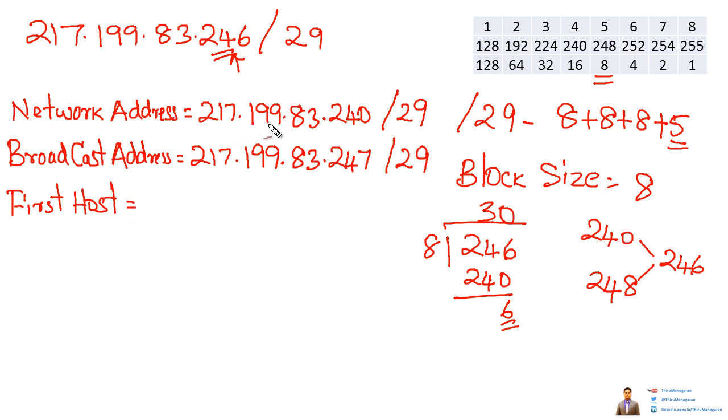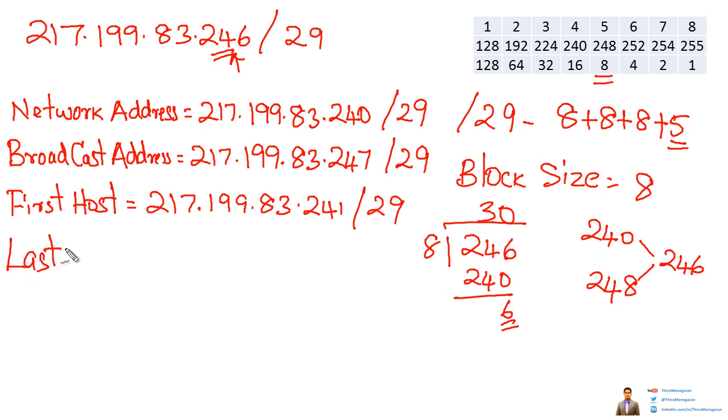Then the first host is the one after the network address, 217.199.83.241 with a 29-bit mask, and the last host is the one before the broadcast address, which is 217.199.83.246.